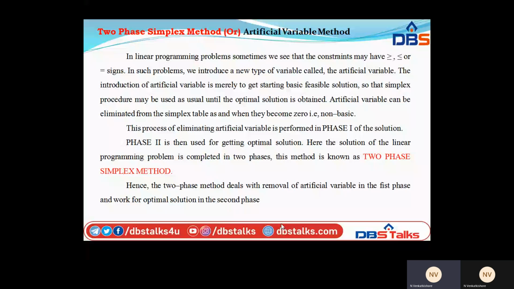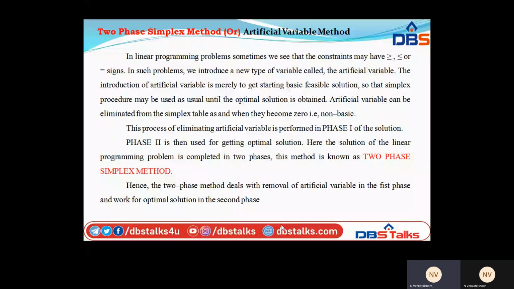So in the two-phase simplex method, we follow a technique called phase 1 and phase 2. In phase 1, we take the artificial variables since the constraints have greater than or equal to and equal to signs. By introducing artificial variables, in phase 1 we remove the artificial variables or equate them to 0, then we proceed to the second phase.